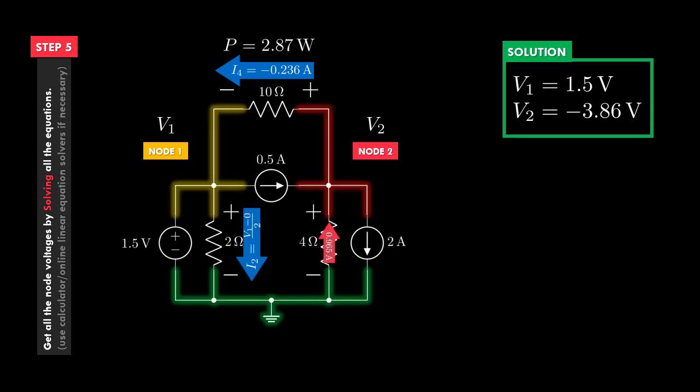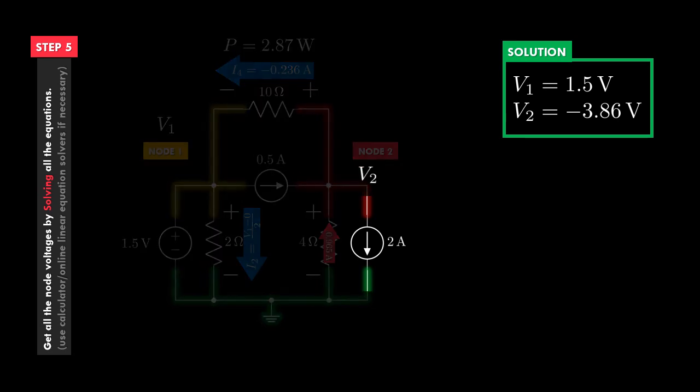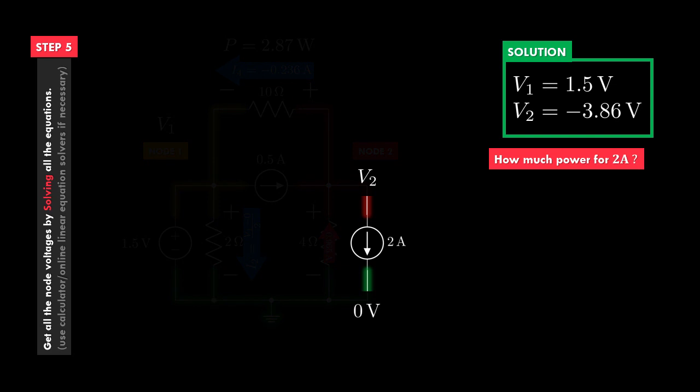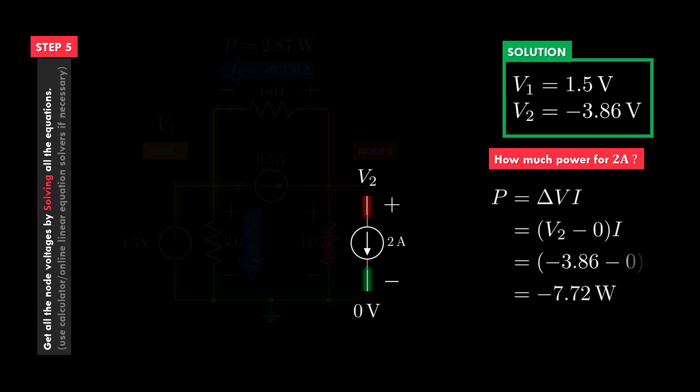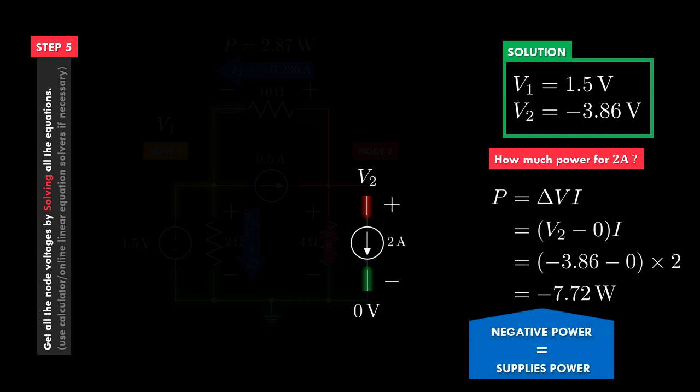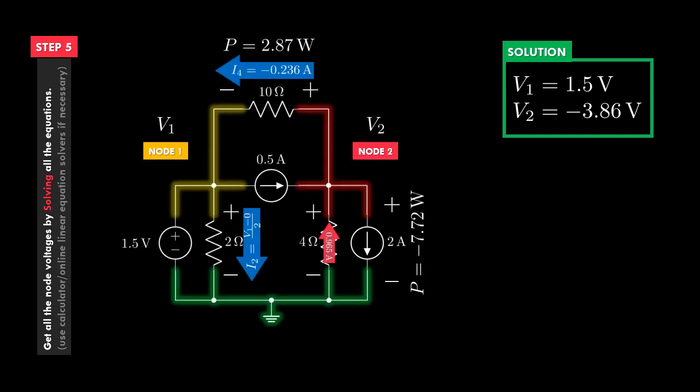Can you do the same for the sources? For example, can we calculate how much power this current source is drawing or supplying to the circuit? Yes, we can. Following the passive sign convention, the positive and negative terminals will be like this. Now, we can use the general formula for calculating power. And as we can see, the power we get is negative, which means the current source is supplying power to the circuit. So now we can calculate the power for current sources as well.